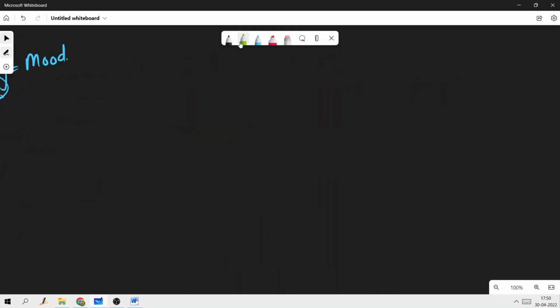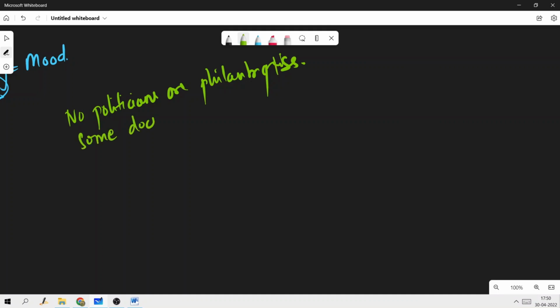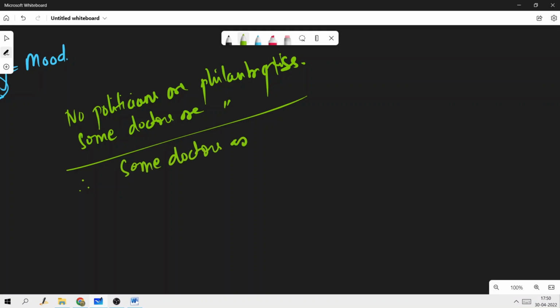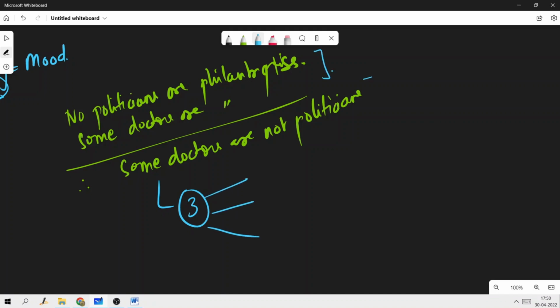Okay, let's take an example to understand this definition. Let's say, no politicians are philanthropists. Then, some doctors are philanthropists, and then we are going to draw the conclusion saying some doctors are not politicians. If you look at this categorical syllogism, you are going to break it down into three. What do I mean by that? It's dealing with two premises and a conclusion, so two premises and a conclusion make a total of three.